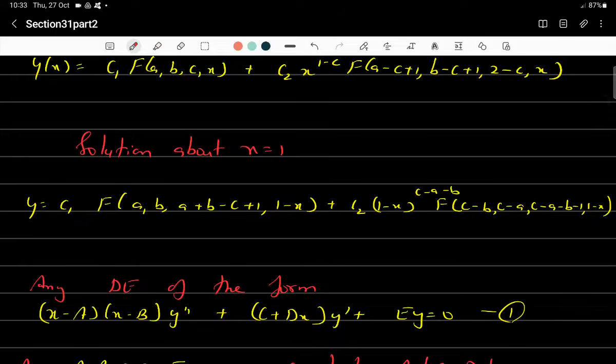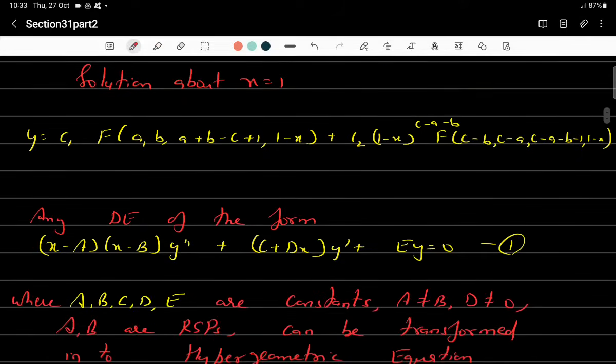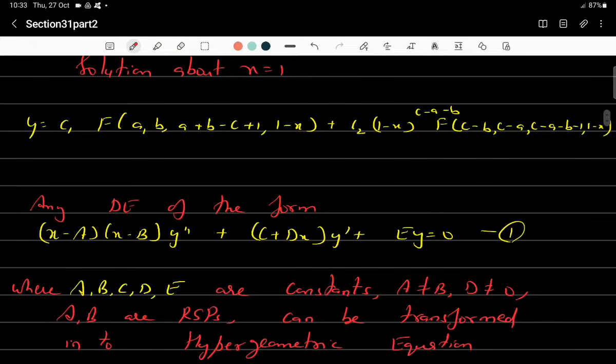Now we want to find the hypergeometric series solutions for a given differential equation, which is of the form (x - A)(x - B)y'' + (c + dx)y' + ey = 0. Clearly A and B, capital A and B, are regular singular points for equation 1, and there are some other conditions such that A should not be equal to B, d should not be equal to 0.